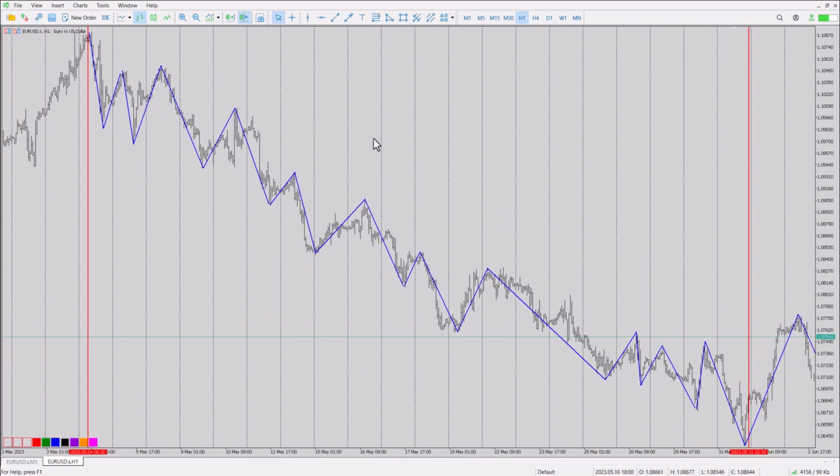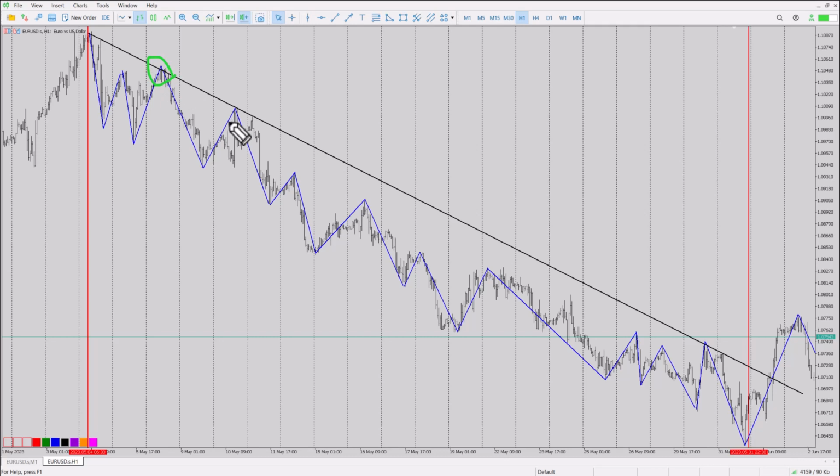Now we connect the highs because this is a downtrend. We connect the highs to find the trend line. From the first high to the second high, we connect them, and as you can see, it goes on down there. Wherever the market touches, you can see there is one touch there. The second touch is down here.